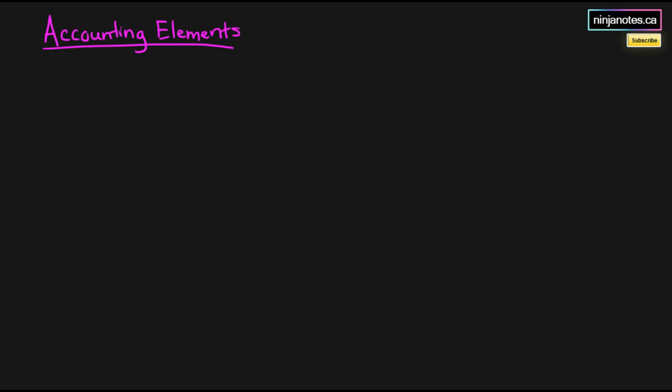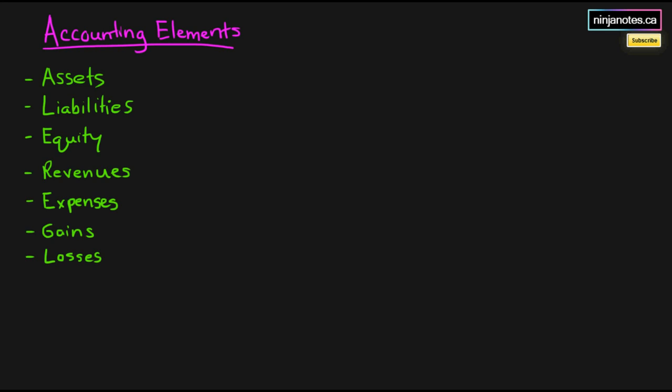At the top of the screen I listed accounting elements, and accounting elements are the basic language of financial accounting. I've actually pre-written the 8 accounting elements, and they are assets, liabilities, equity, revenues, expenses, gains, losses, and other comprehensive income.